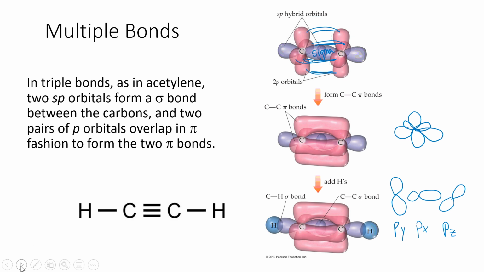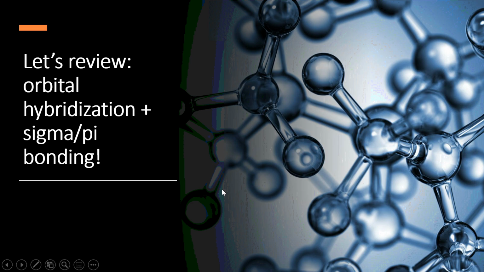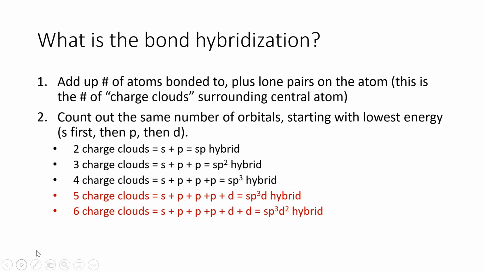So you can take some time to look at these visuals to see if you can help make sense of it. Now what we're going to do is take this idea and go back to orbital hybridization, which we talked about in class or in another video if you want to go and watch the video on orbital hybridization, and let's see how that fits together with sigma and pi bonding.